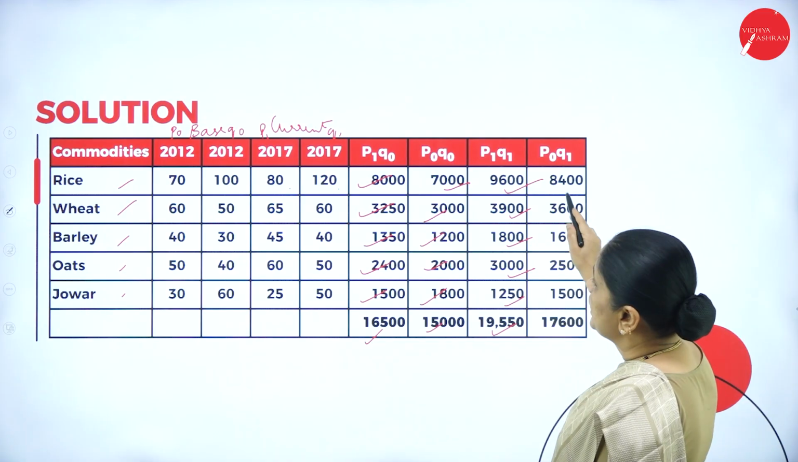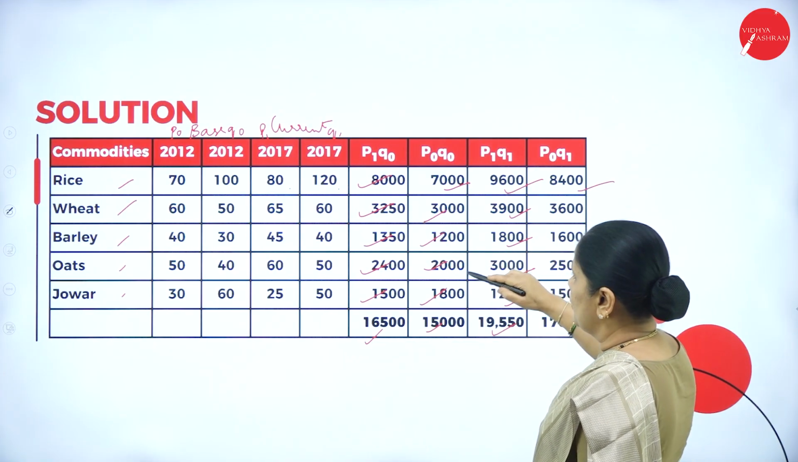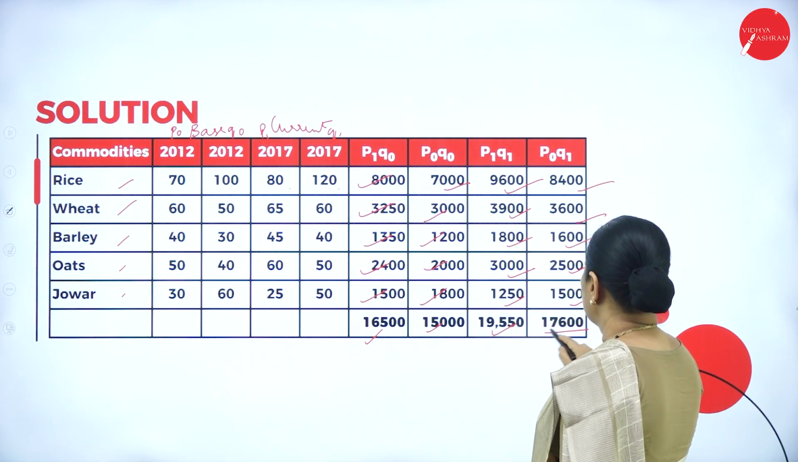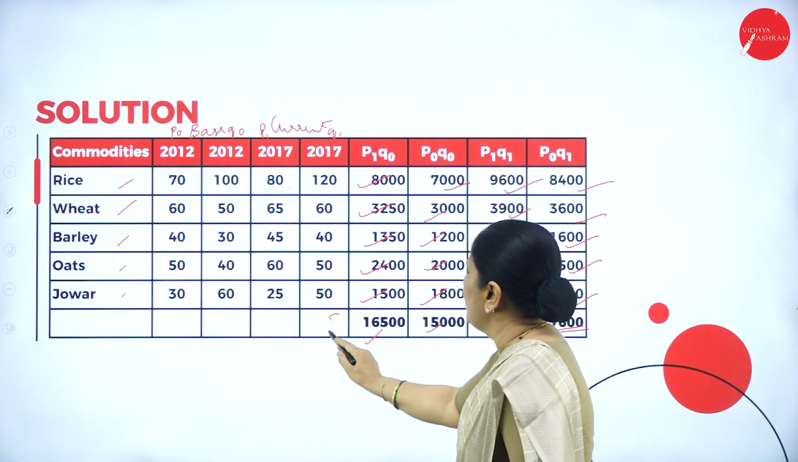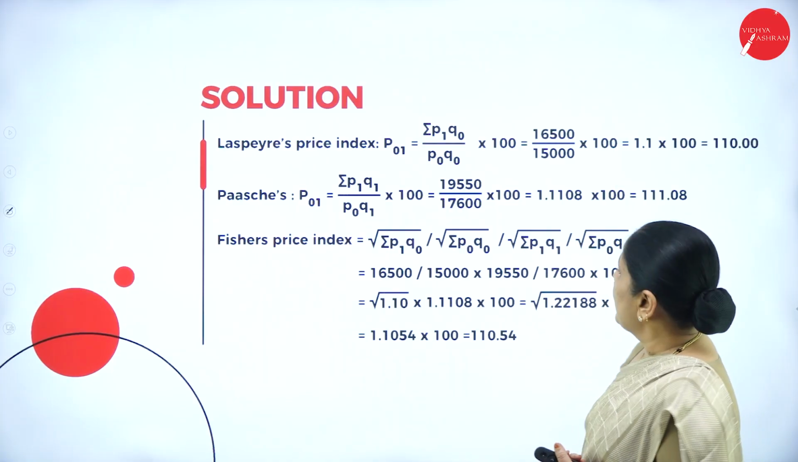The same way P0 into Q1. So 70 into 120, 8,400, 3,600, 1,600, and so the total is 17,600. So we got the summation of all these columns. Now we'll have to apply the price index.